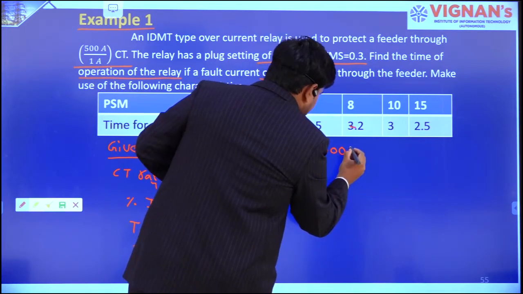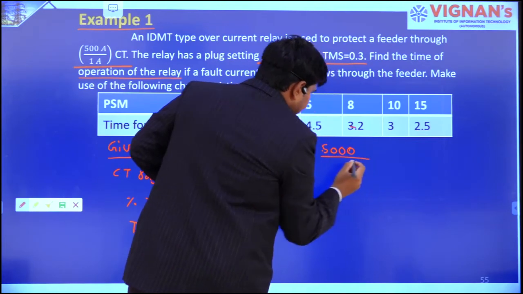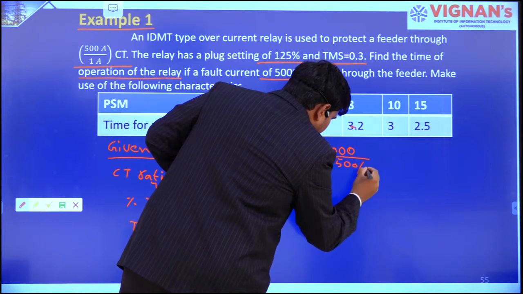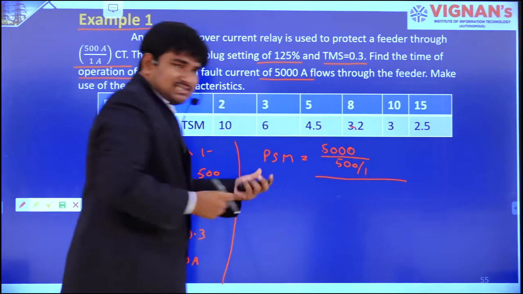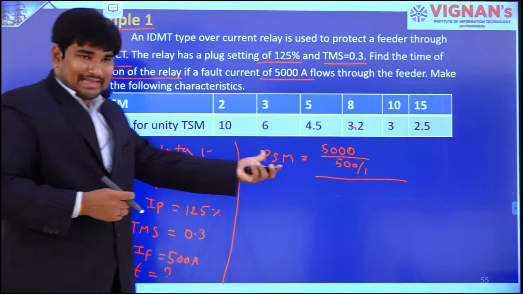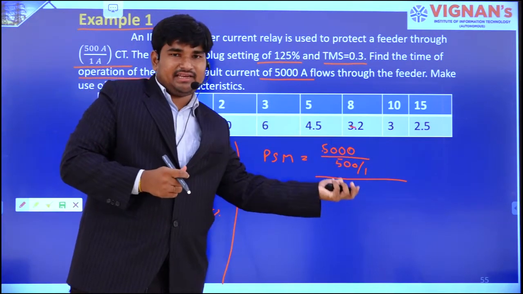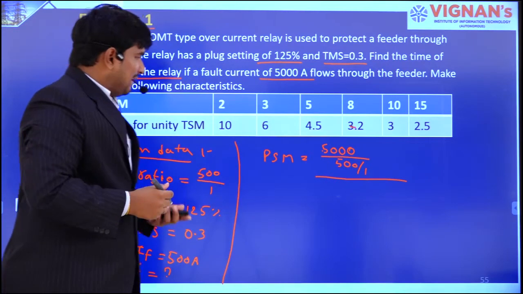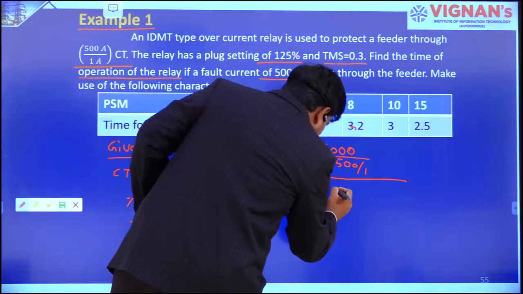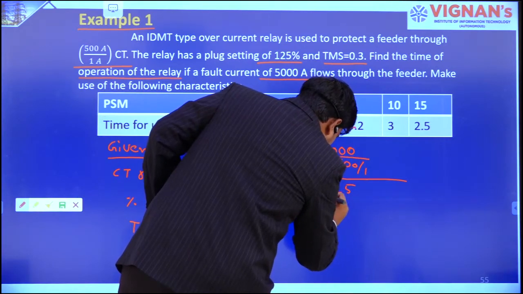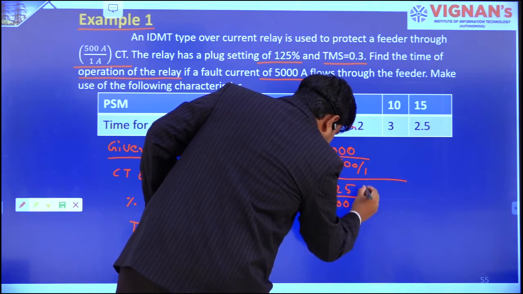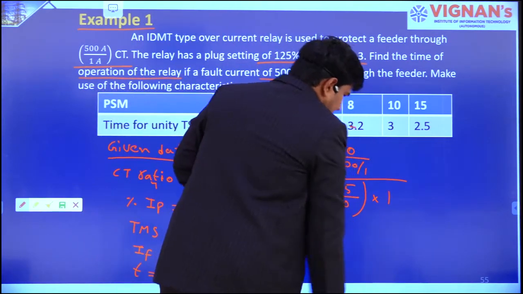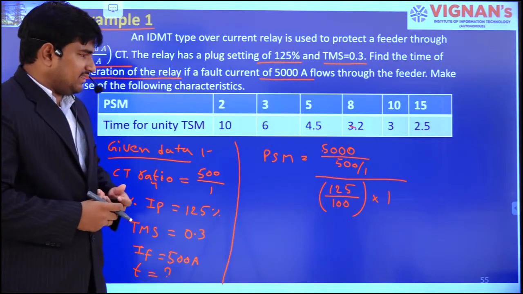Fault current is 5000 amperes divided by CT ratio, that is 500 by 1. So this is the relay operating current, the fault current in the relay. And in the denominator we have the plug setting multiplier, that is percentage of IP divided by 100, into relay secondary current, that is 1 here.